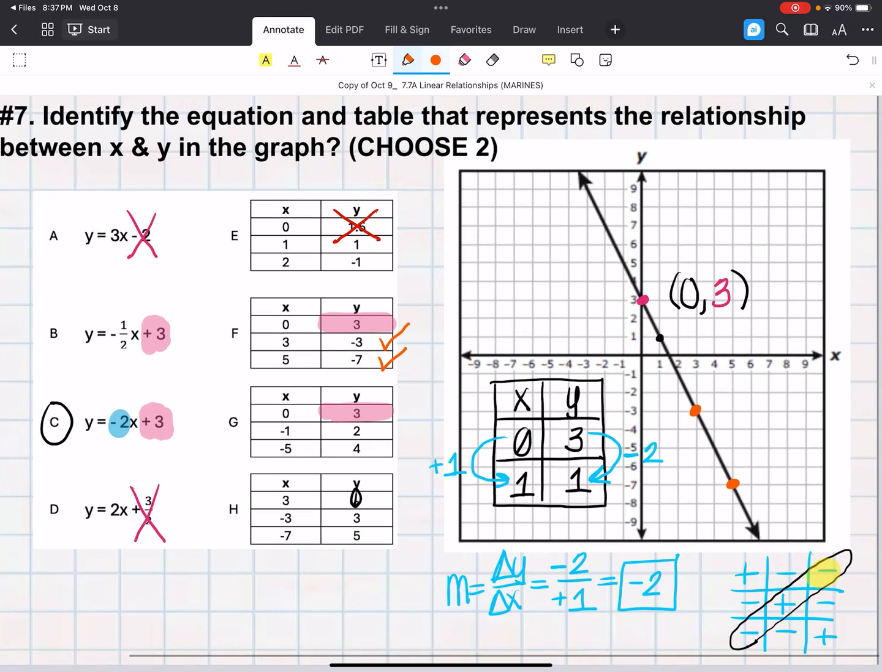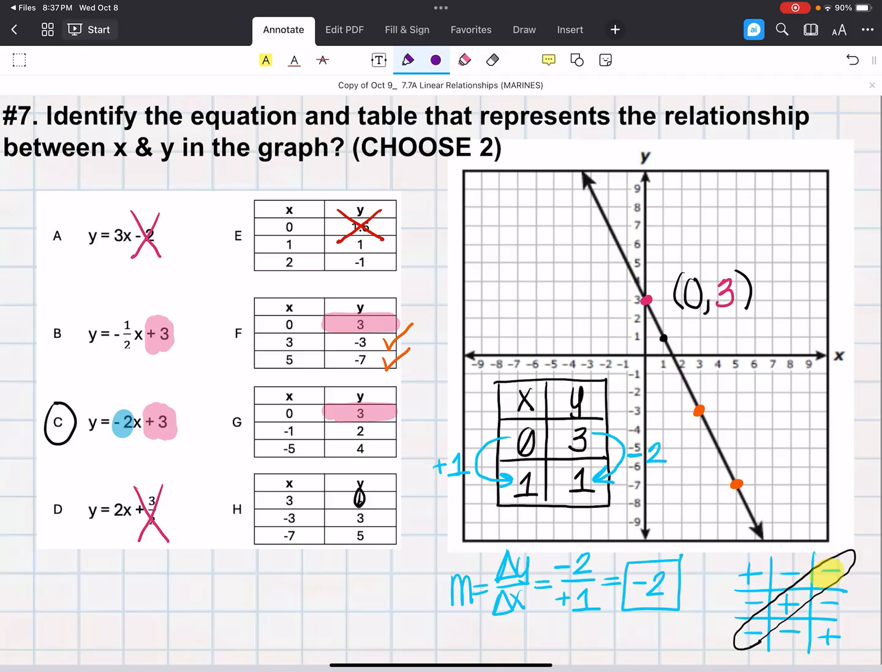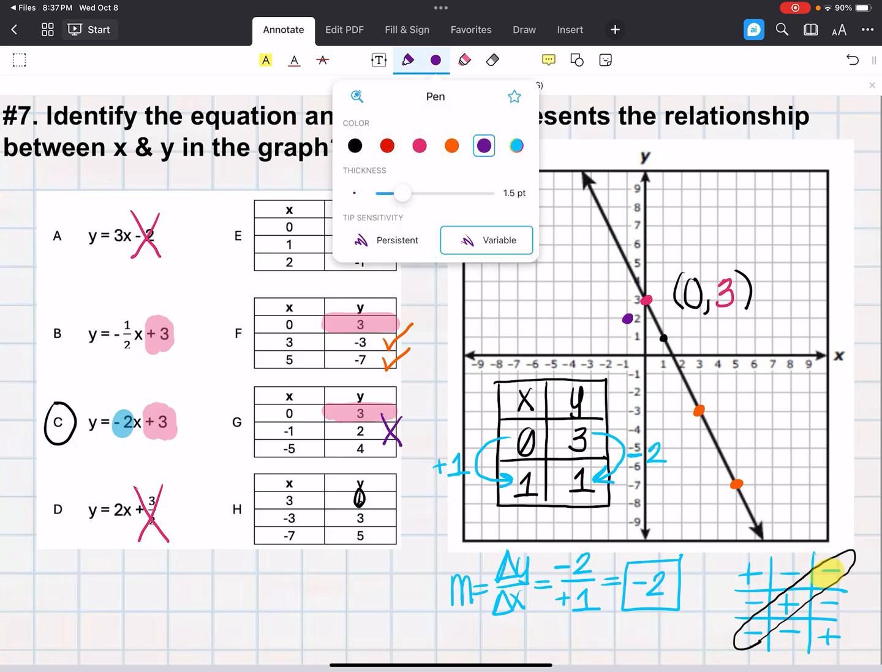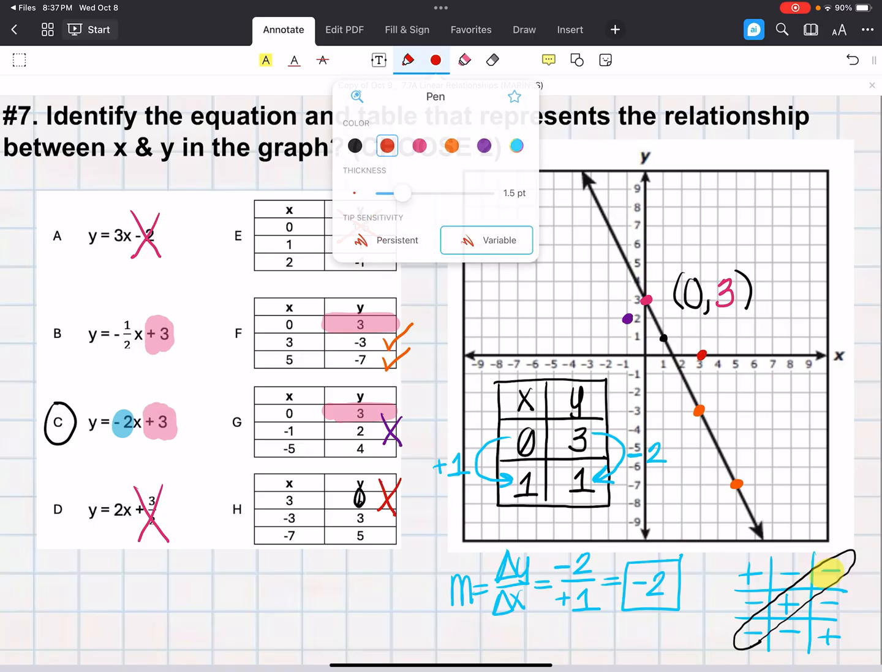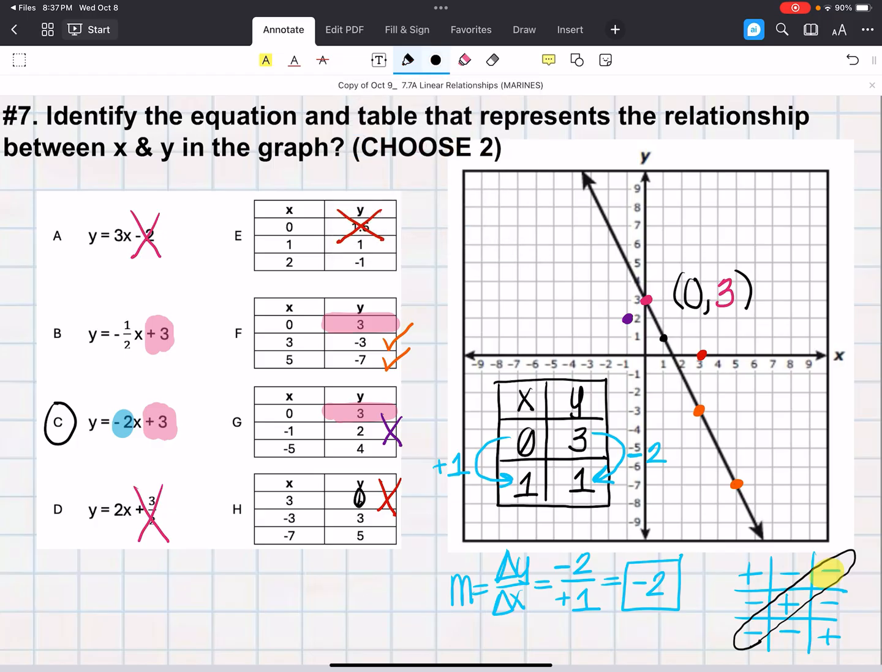You do want to check just to make sure your other 2 tables, when x is -1, y is 2, that didn't fall on our line. And then lastly, H, when x is 3, y is 0, that didn't fall on our line. So the only one that matches where all 3 ordered pairs fall on our line is F.